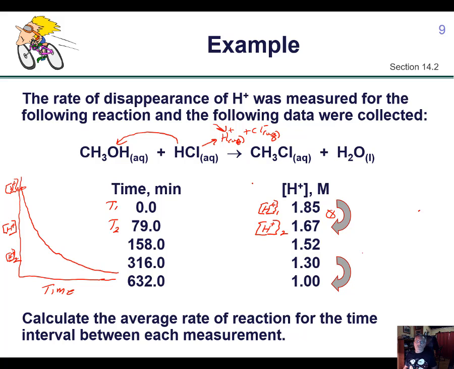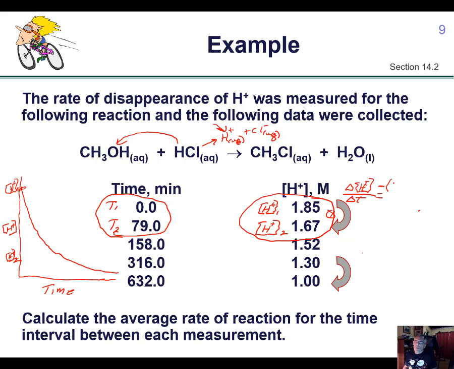So we can measure the rate of the reaction by simply focusing on the hydrogen ion concentration as it changes over time. So we're going to pick, first of all, these 2 periods of time, and we're going to measure the average rate of disappearance of the hydrogen ion. Okay, and so all we have to do is use our formula, which is going to be the change in concentration of H+ with respect to the change in time. And because this is a rate of disappearance, it's going to be a negative sign here.